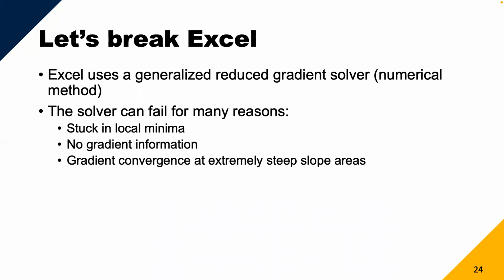So I can show you a quick example of this. Excel uses what's known as a generalized reduced gradient solver. This is a numerical method, which is one of the reasons why it's not getting the exact answer that we had when we did the analytical solution. And a solver can fail for many reasons. It can get stuck in a local minimum. There can be no gradient information. And you can have convergence at really steep slope areas. So let me show you what I mean here.